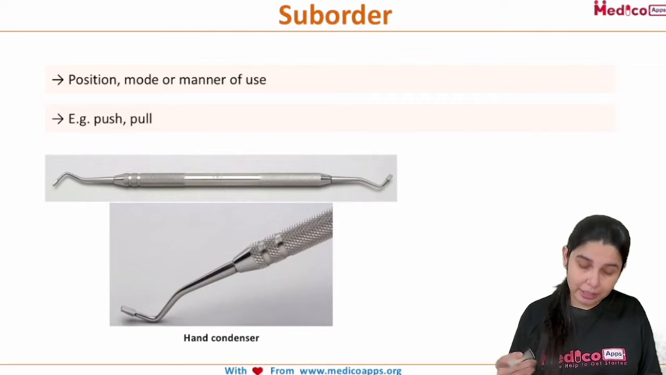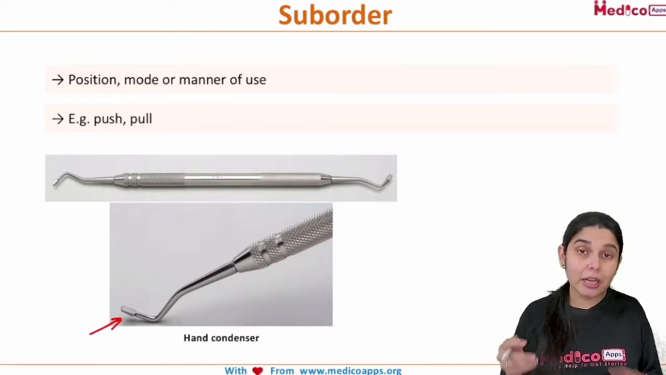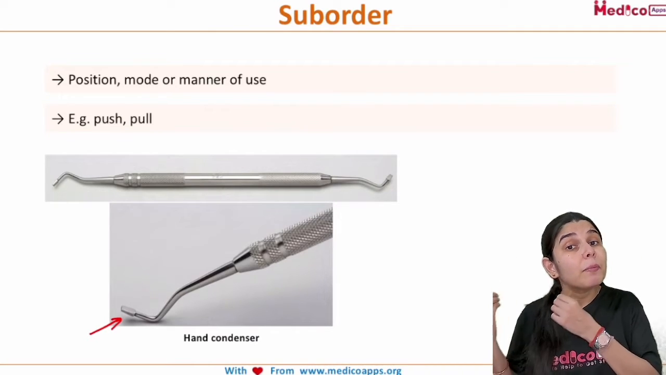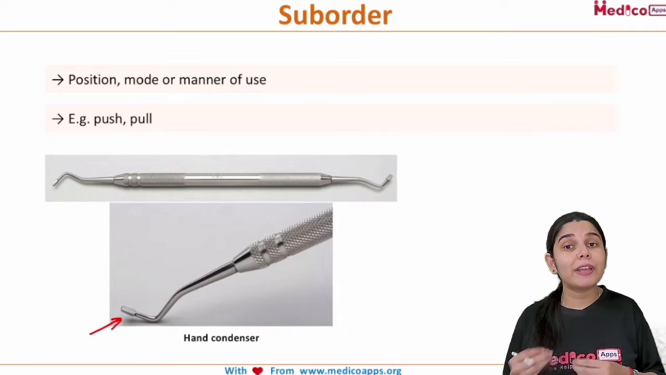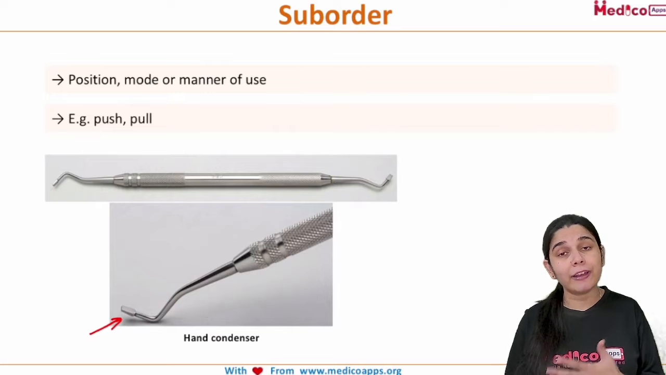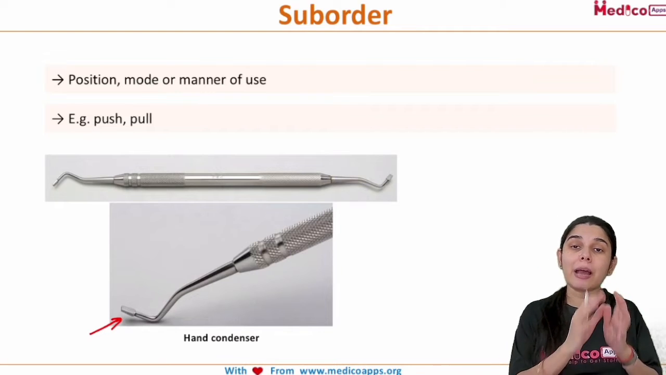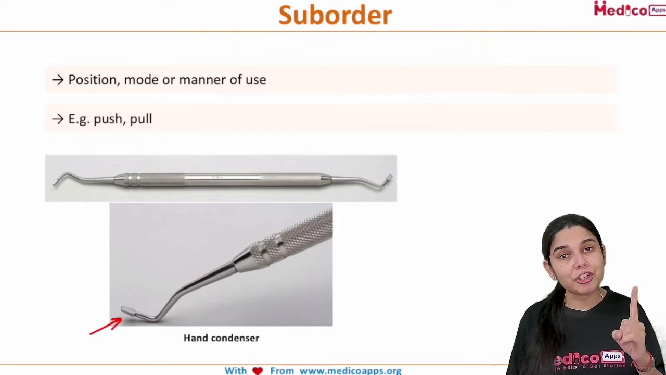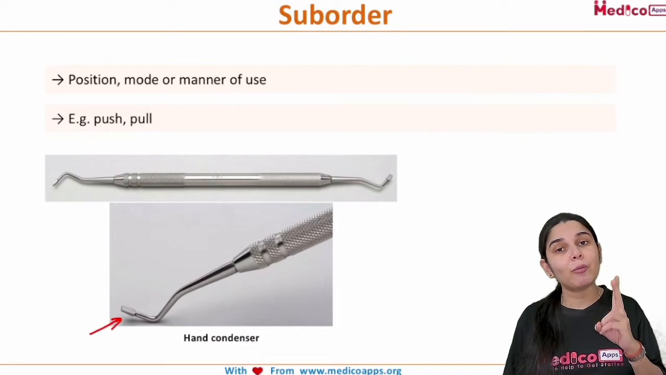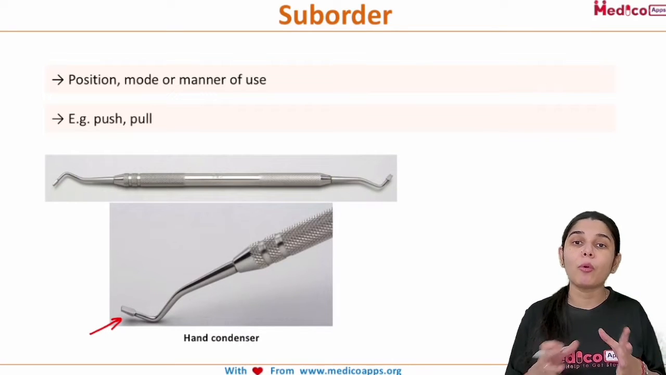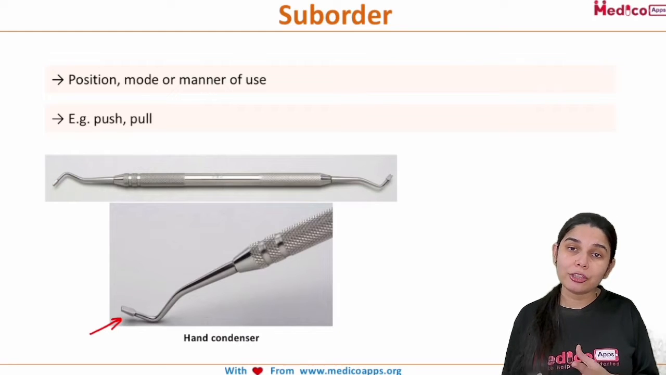So the hand condenser has a position or a use in the oral cavity while we are doing the filling. Okay, so this is the suborder. First one is function, that is your order. What is the function or purpose? Second one is suborder, that is the position or mode or manner of the use of that instrument.